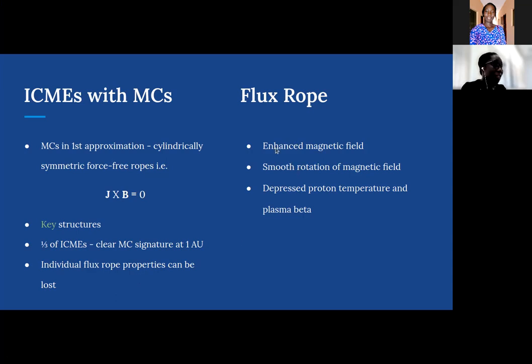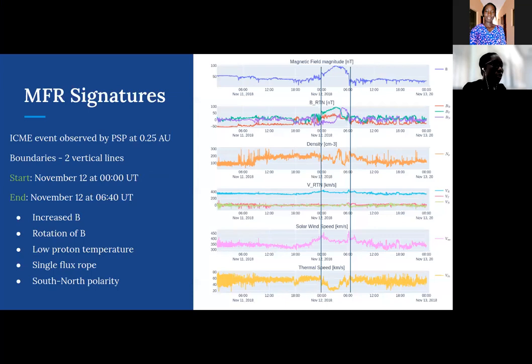They're usually identified by these three characteristics when we observe them simultaneously in an ICME event. The first one is enhanced magnetic field when compared with ambient magnetic field, the second one is the smooth rotation of the magnetic field direction, and the third one is depressed or low proton temperature and plasma beta. So now let's go to the Parker Solar Probe observation.